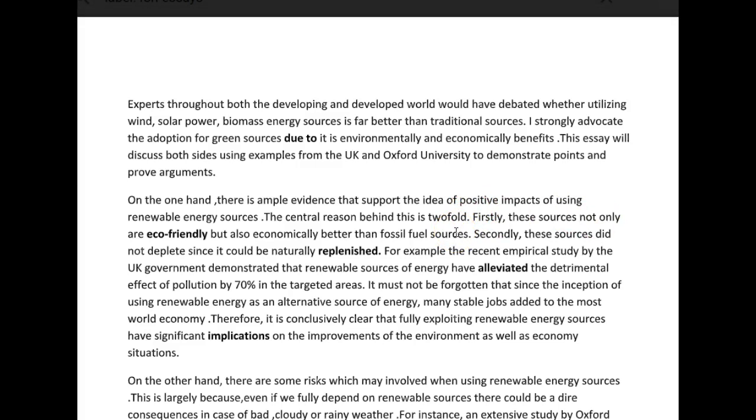Secondly, these sources do not become depleted, I think is the best way to say this, since they not could, but they can be naturally replenished. For example, the recent empirical study by the UK government demonstrated that renewable sources of energy have alleviated the detrimental effect of pollution by 70% in the targeted areas.